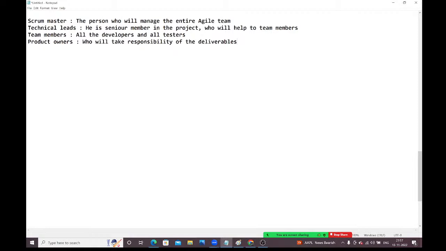Is it clear, guys? So now you guys got the idea what is waterfall methodology, what is agile methodology, what is the difference between waterfall and agile methodologies, what terminologies we will use when we are working with agile, which team members will be involved in this agile plan, and what is the size of the agile team. All these things are clear.